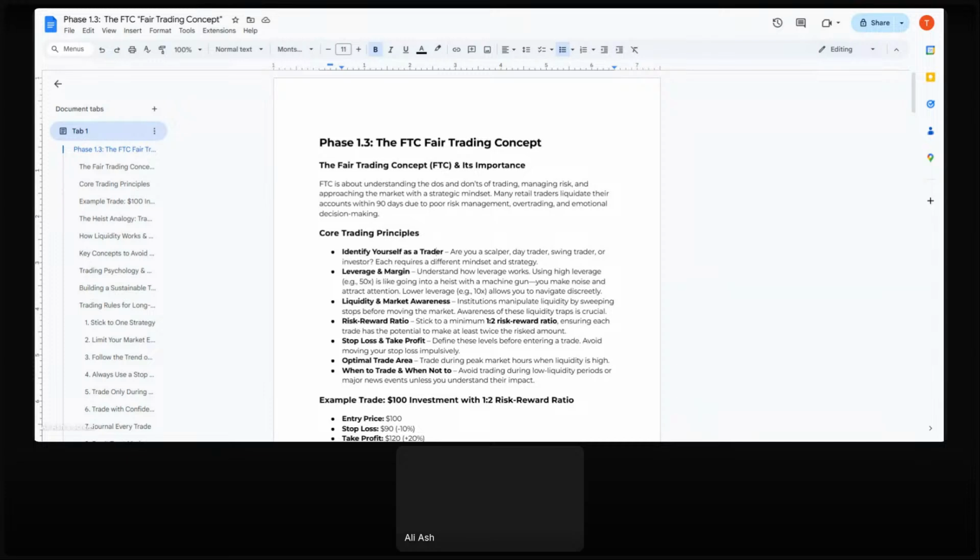With FTC, the fair trading concept, my idea is to give traders insight into what they're doing and what they should know about the markets before they hop on with the trades. FTC is about understanding the do's and don'ts of trading, managing risk, and approaching the market with a strategic mindset. Many retail traders liquidate their accounts within 90 days due to poor risk management, overtrading, and emotional decision making.